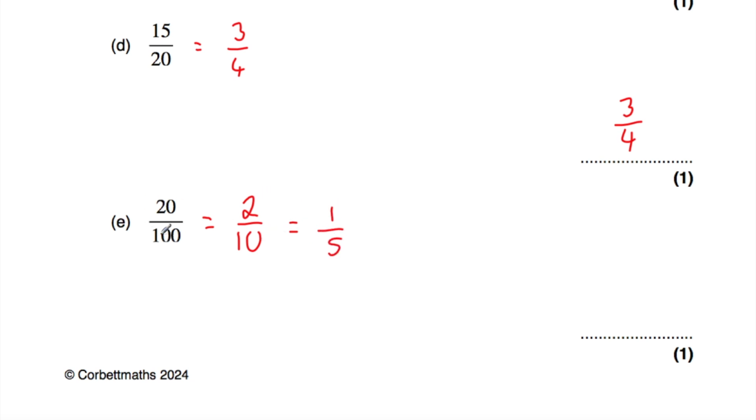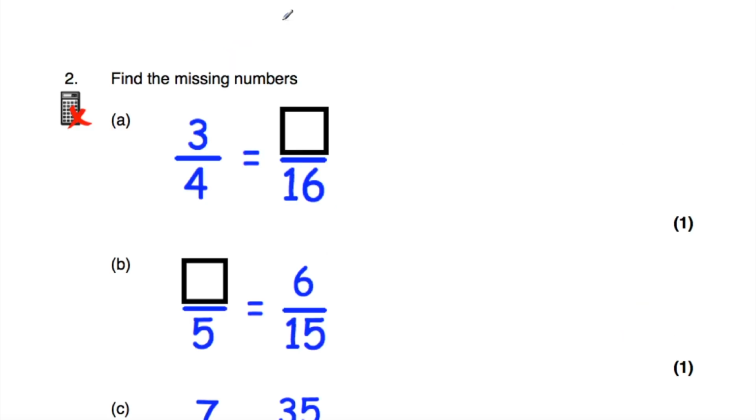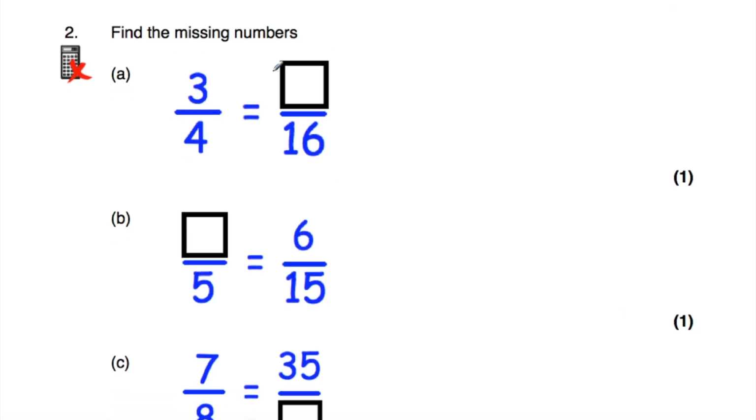So 20/100 is equal to 1/5. If you cancel it down, you get 1/5, and that's it. Okay, let's look at our next question, question number 2. These are based on equivalent fractions.